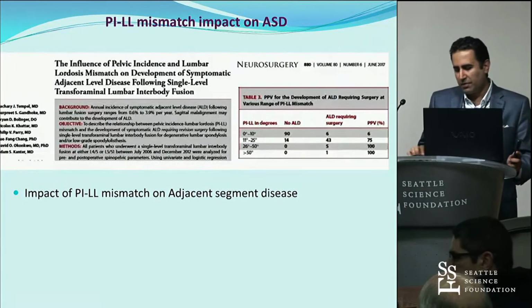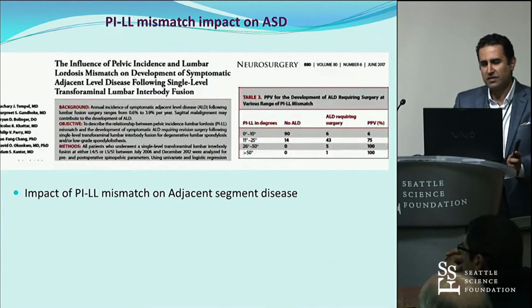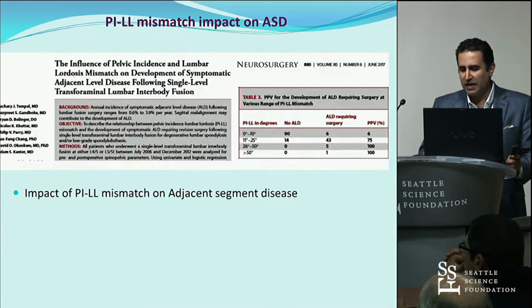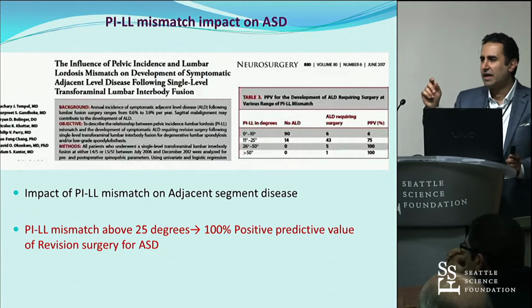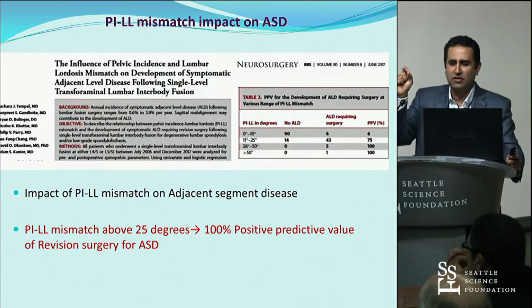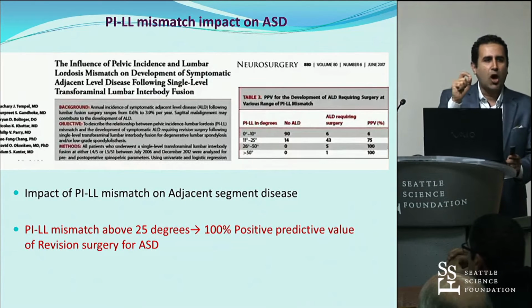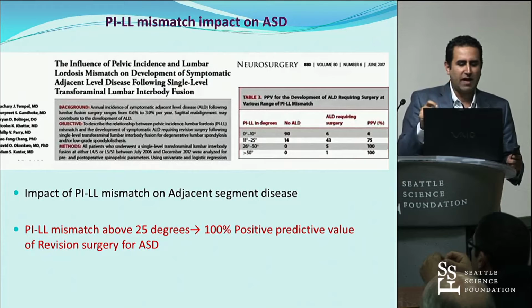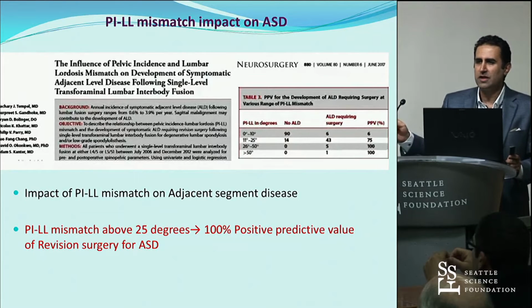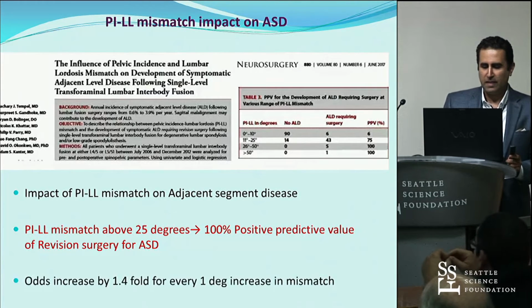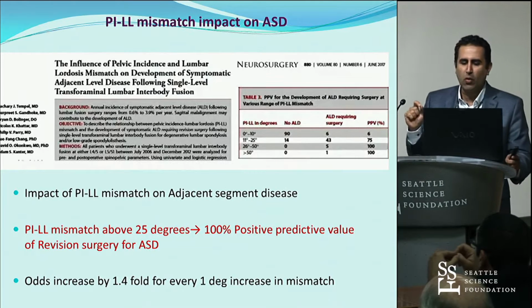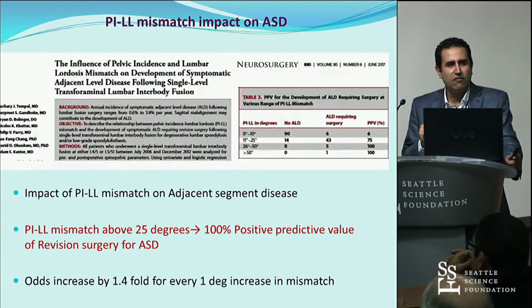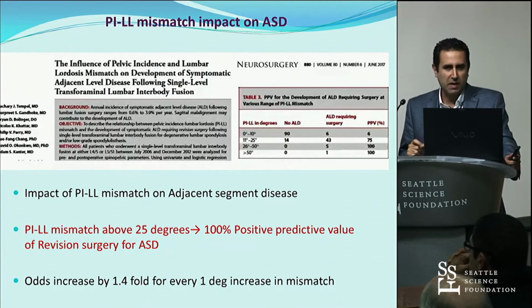Here's a study from the Pittsburgh folks, 2017. They looked at the impact on adjacent segment disease. And basically they found that if the mismatch is above 25 degrees, that is a 100% positive predictive value for revision surgery for adjacent segment disease. And the odds increased by 1.4-fold for every 1 degree of mismatch.